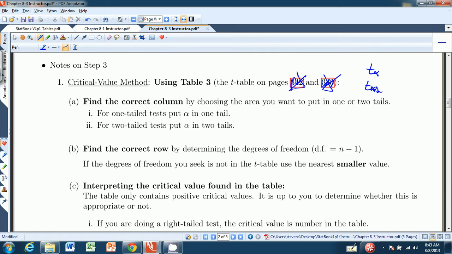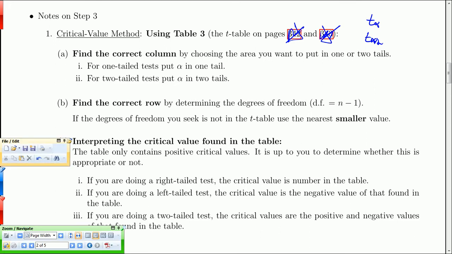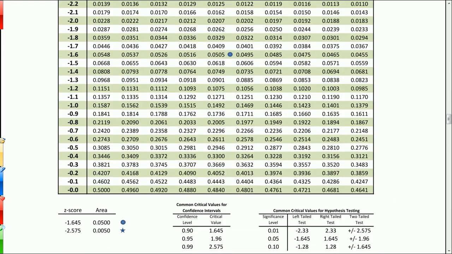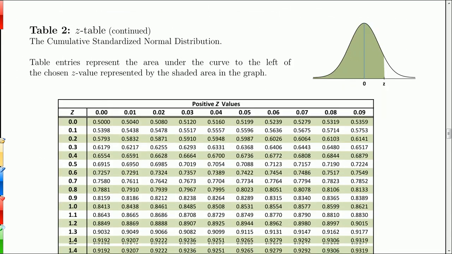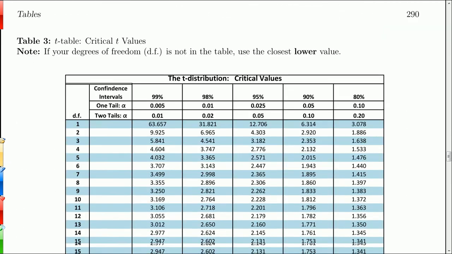So let's go to that. Oh, I'll switch to full screen mode. Notes on step 3. Let's go to my tables. The T table. Don't get dizzy, I'm scrolling along here. So we find our column.